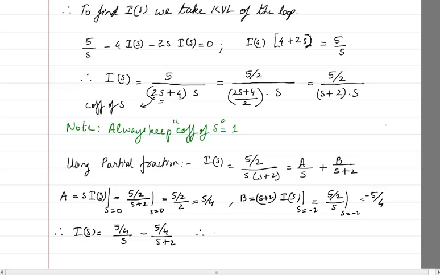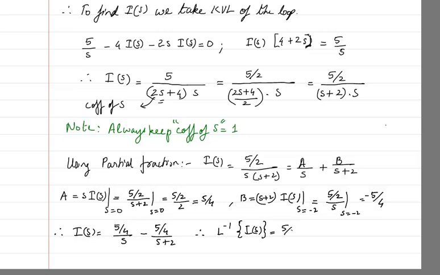Therefore, taking the inverse Laplace transform, which I will write as Laplace inverse of I of s, I will get 5 by 4 u of t minus 5 by 4 e raised to power minus 2t u of t. Let me write that together. I can take u of t common and I can take 5 by 4 as common. So I can write this as 5 by 4 times 1 minus e raised to power minus 2t, u of t.